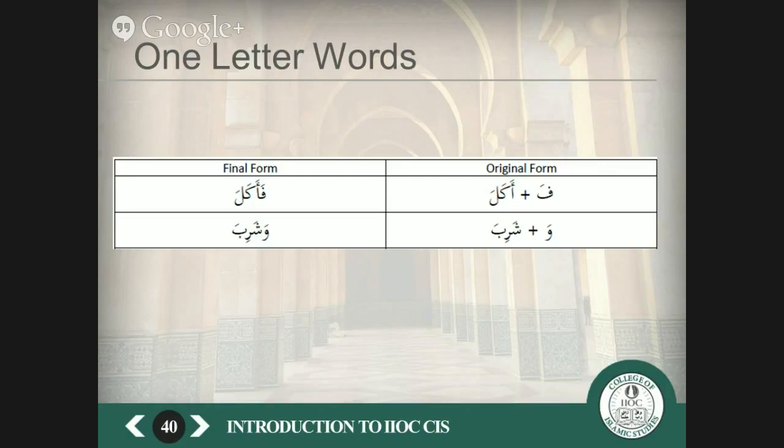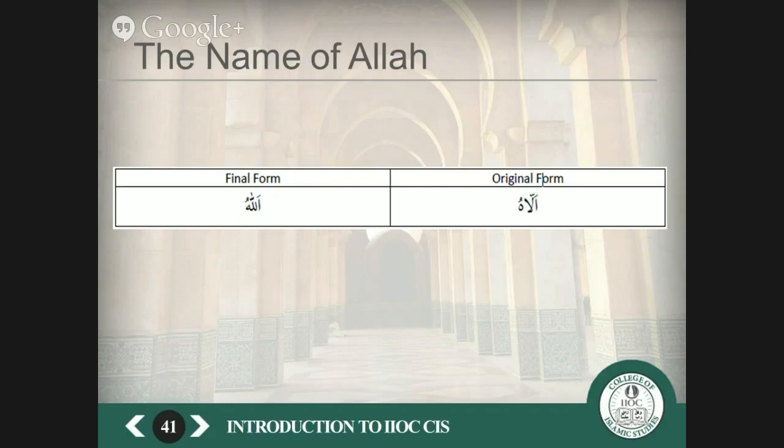Okay, Bismillah ar-Rahman ar-Rahim. Let's continue. So we're done with one letter words and almost finished with these preliminary matters here.